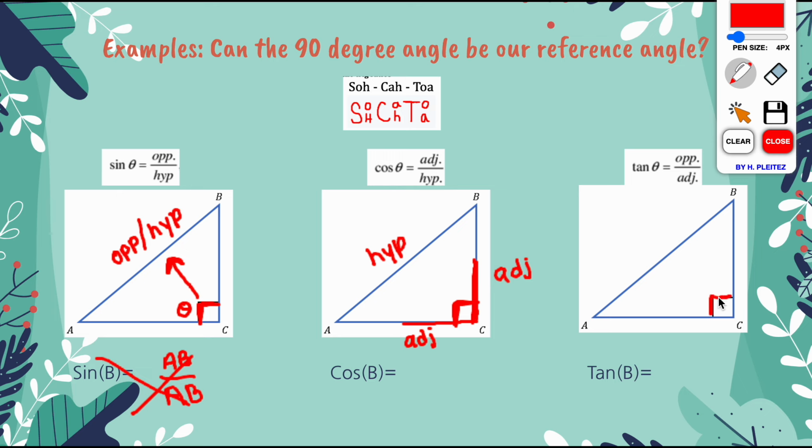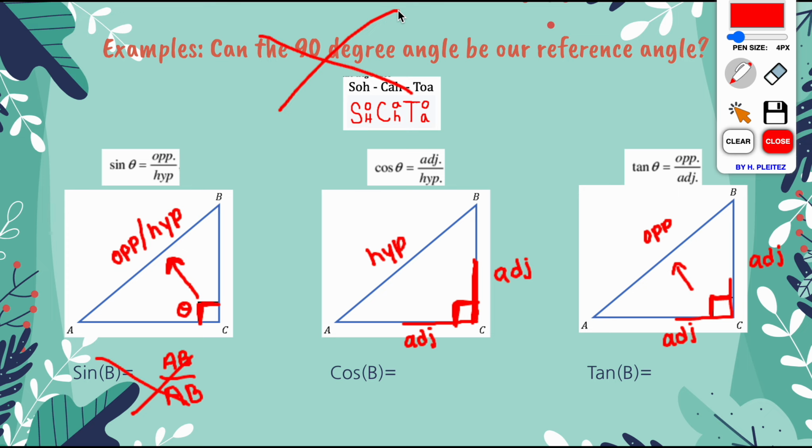And quickly, I guess I'll just do tangent. Tangent is opposite over adjacent. And again, it's the same idea, right? Your opposite side is over here, which is okay, but then you have adjacent sides here and here. So we wouldn't know really which one to choose. So no, the 90-degree angle can never, ever, ever be your reference angle.